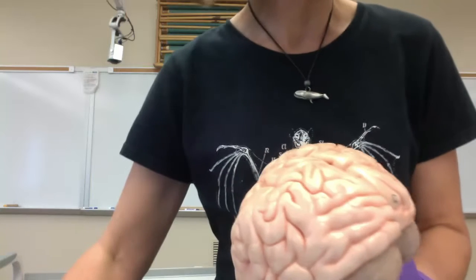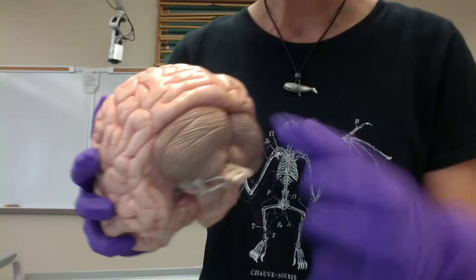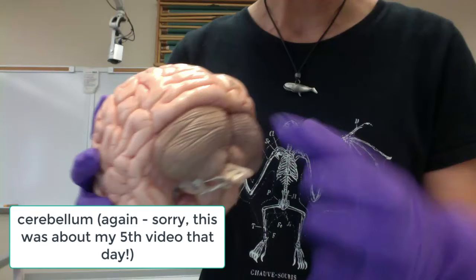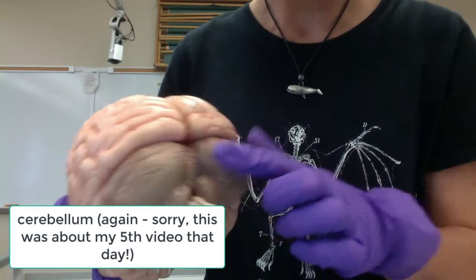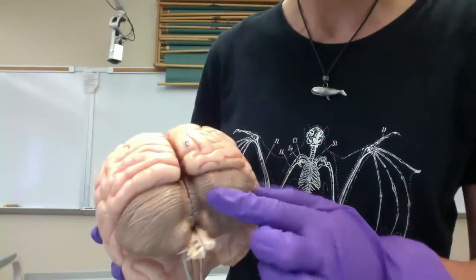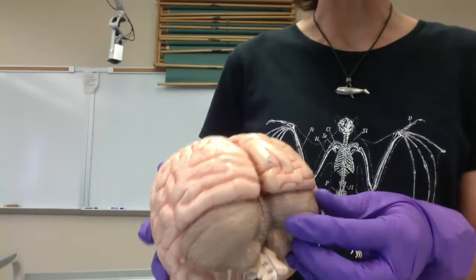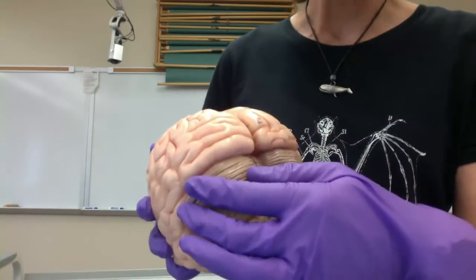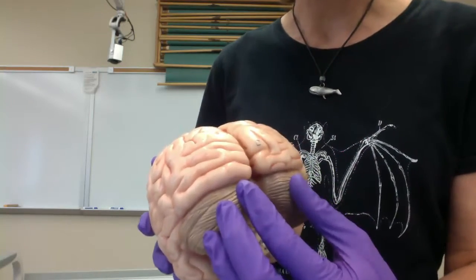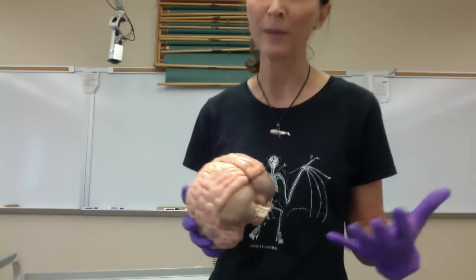Then you can go ahead and get into the cerebellum. So this portion back here is the cerebellum. Here's the cerebellum. And the cerebellum coordinates skeletal muscle activity. So this helps to coordinate your muscular movements.